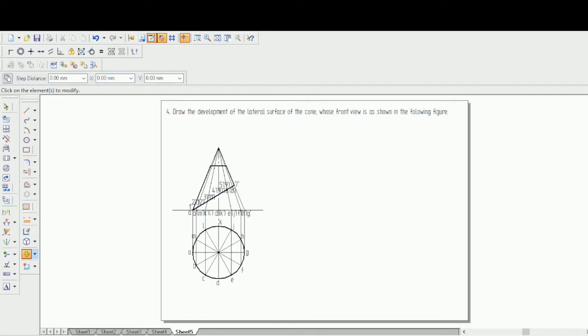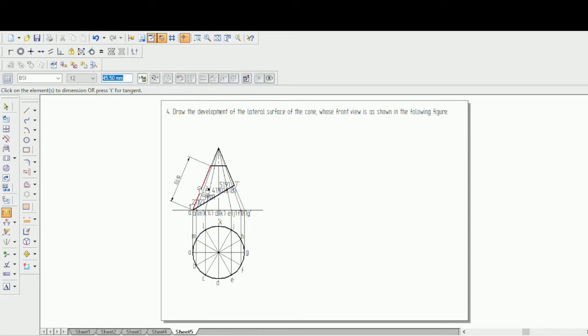The orthographic view will be given in the question paper itself, so you will have to draw only the development. While they give the problem, they will mention all the dimensions. But as I told, in my computer I could not show those dimensions. They will mention all the dimensions in the question paper.